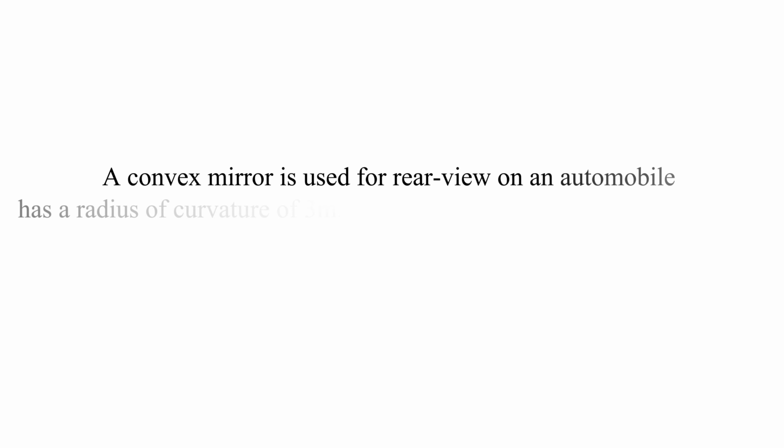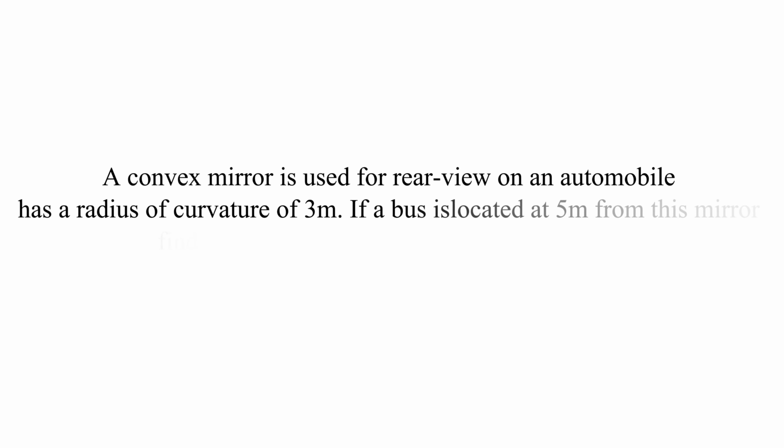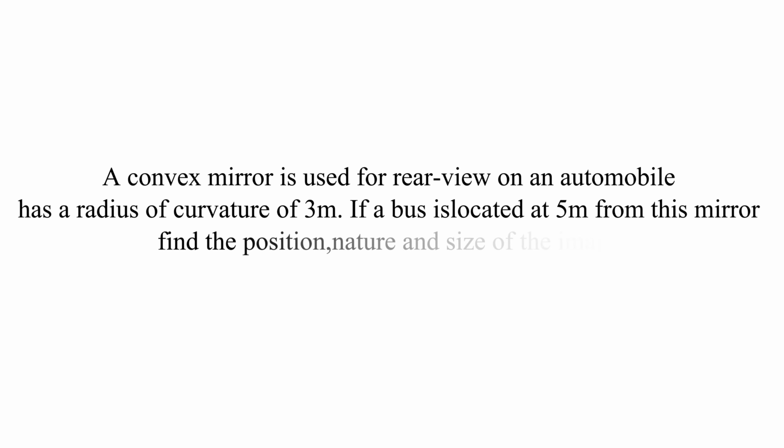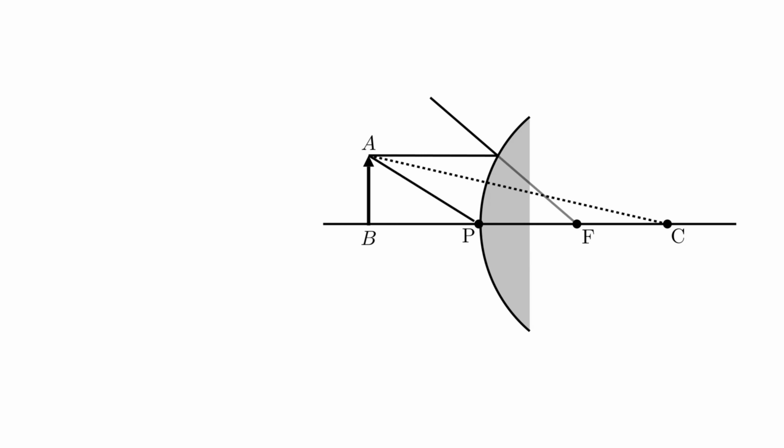The problem states, a convex mirror used for rear view on an automobile has a radius of curvature of 3 meter. If a bus is located at 5 meter from this mirror, find the position, nature and size of the image. We begin by constructing the ray diagram for the problem. Since the mirror is convex, the rays diverge and create a virtual image which is erect and diminished.